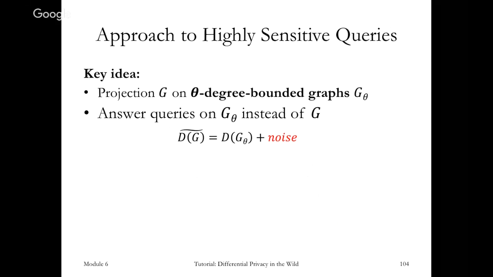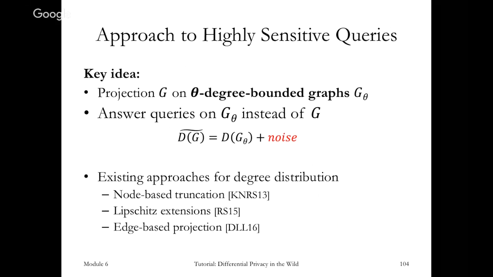The key idea from the private work is to project this graph to a theta degree-bounded graph. Of course, in the real world, you don't know what the maximum degree is. The maximum degree can reach n-1. So rather than process the query on the original graph, you process it on a degree-bounded graph, where the degree is bounded by theta. Then you can answer the query on the projected graph, and the noise added can be bounded by this parameter theta.